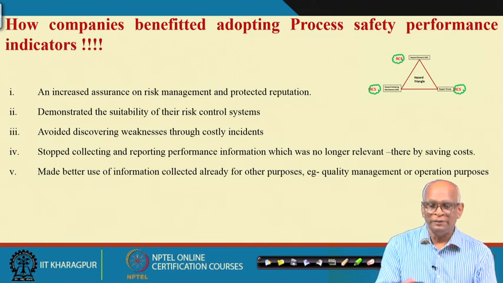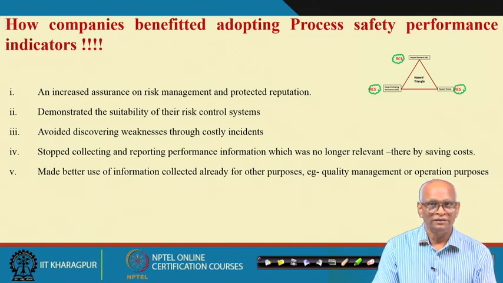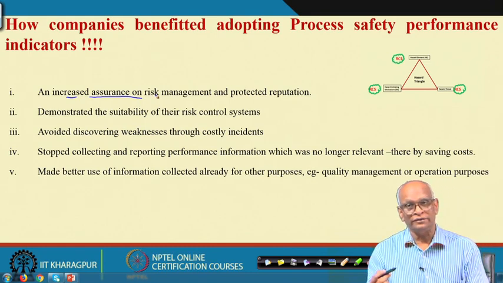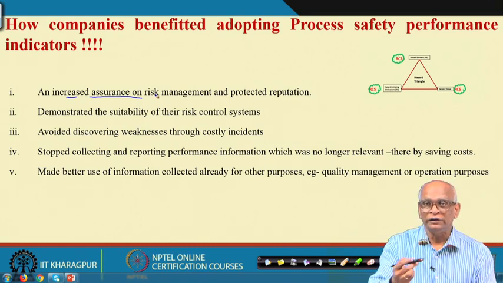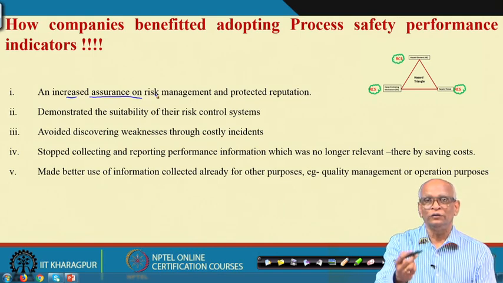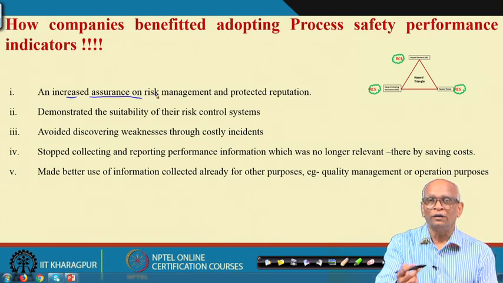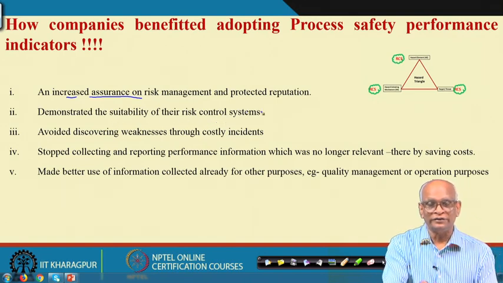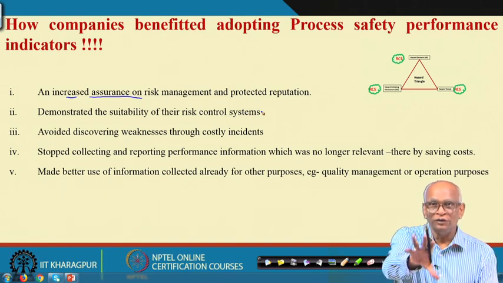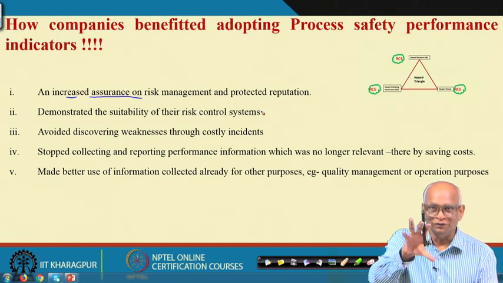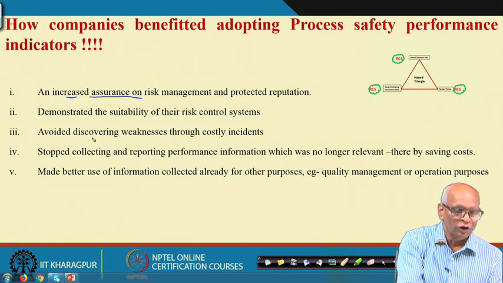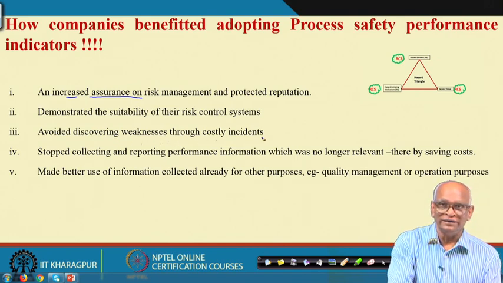How are companies benefited by the safety performance indicators? Increased assurance to the risk management system. It will give you more assurance that the risk management system is working correctly, and what improvement should be done. Demonstrated the suitability of their risk control systems. It will tell you, yes, my risk control systems are doing very well, or my risk control systems have to be improved.